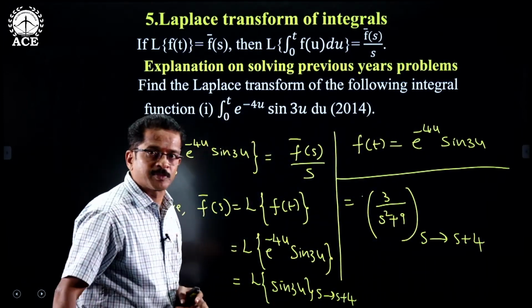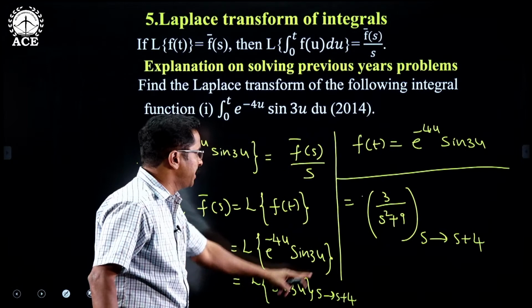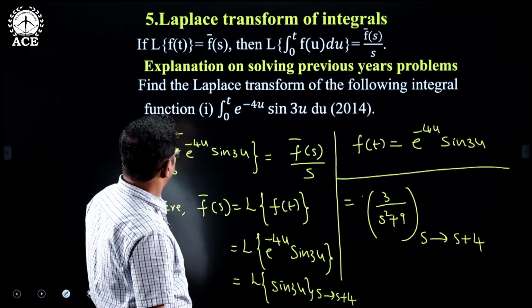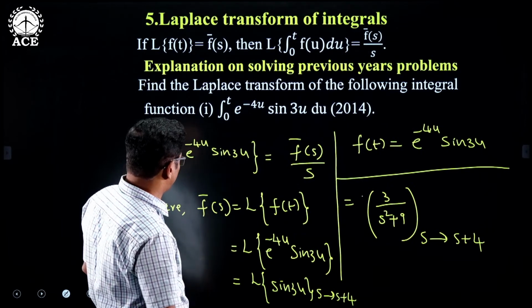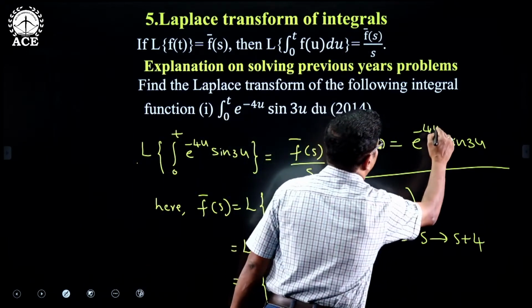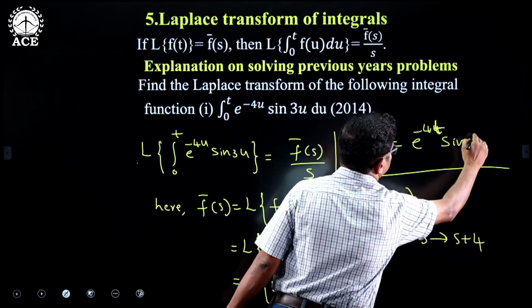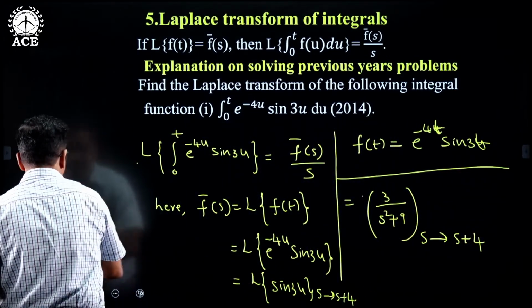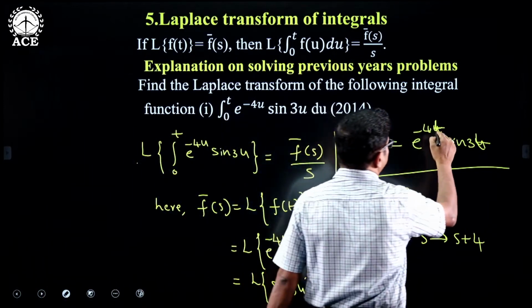Where s is shifted to s plus 4? L of sin 3u means 3t, sorry. So I am taking e power minus 4t, because f of t, so I used to write in terms of t. I have to write in terms of t.